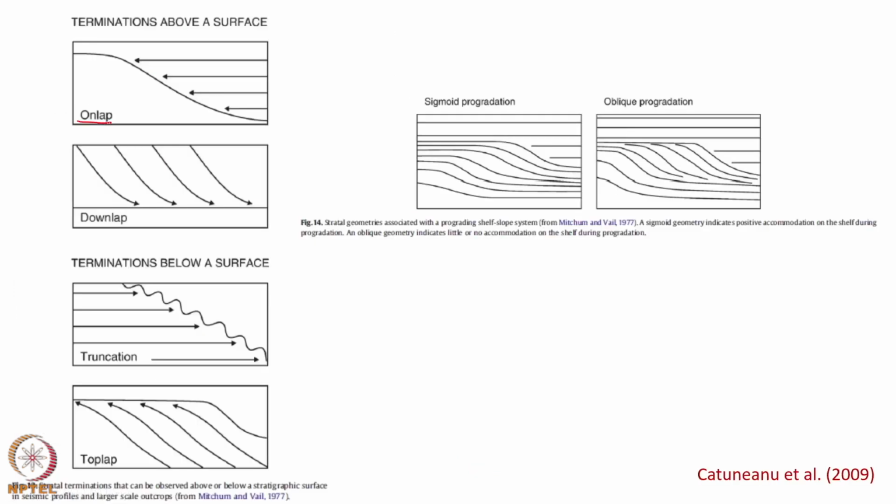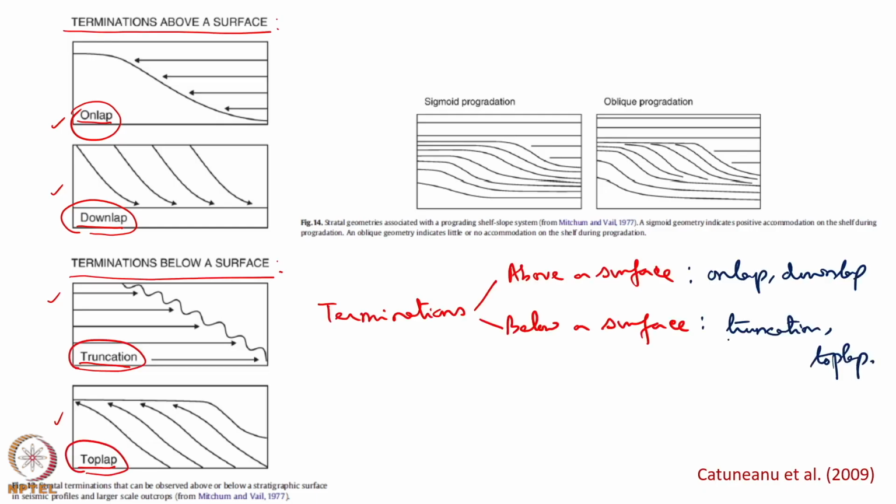If we look at onlap, downlap, truncation and toplap in separate figures, these are the examples. In case of onlap and downlap, these are the examples of terminations above a surface, and the examples of terminations below a surface are the truncation and toplap. Note here, the truncation word and termination word should not be confused. Truncation is a kind of termination as per this terminology.